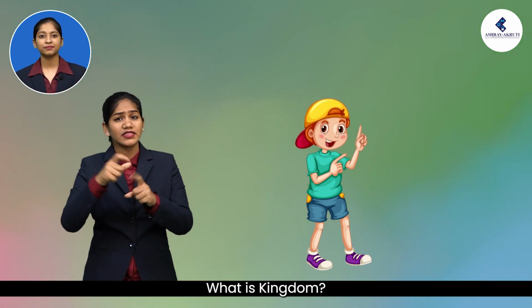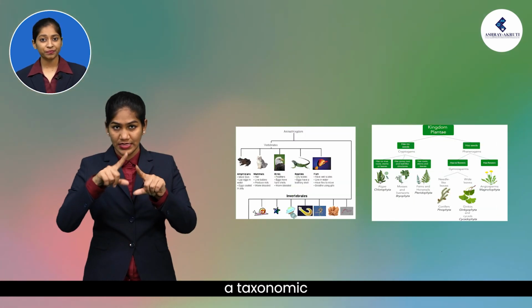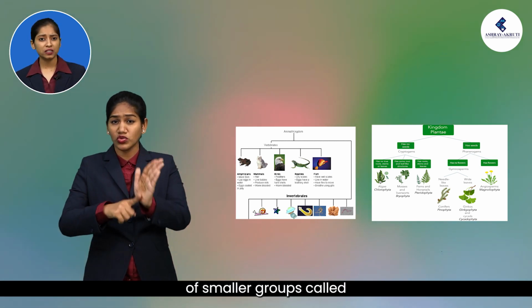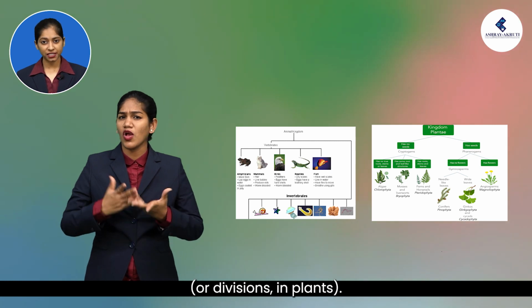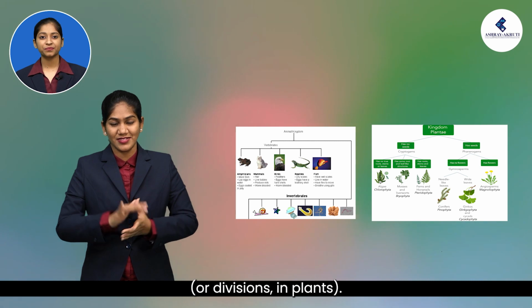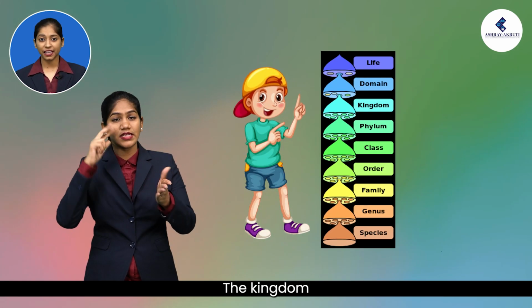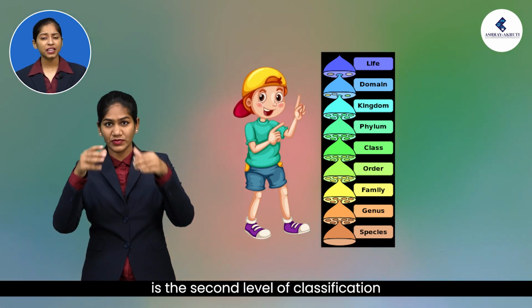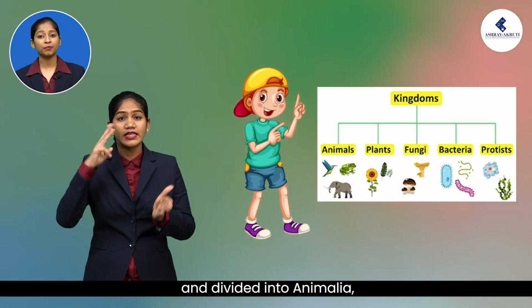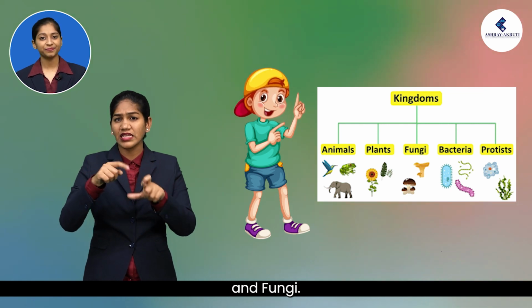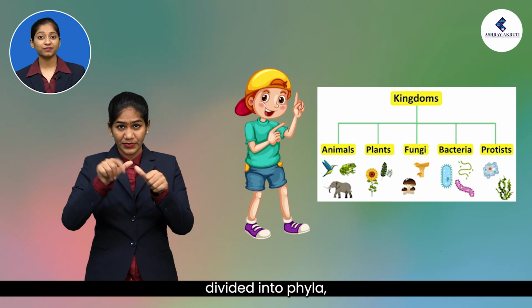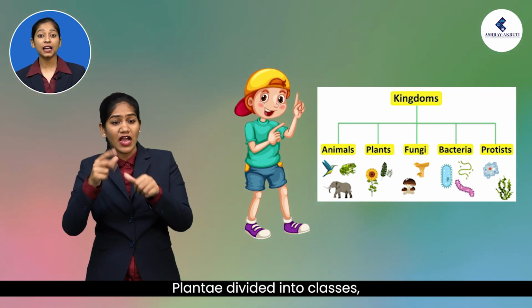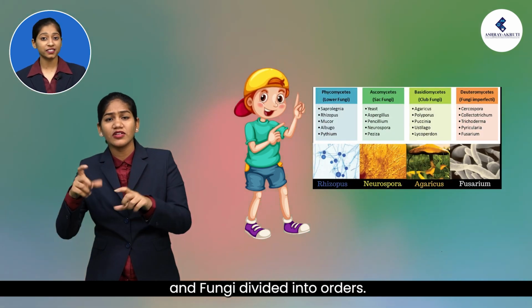What is kingdom? A taxonomic rank that is composed of smaller groups called phyla, or divisions in plants. The kingdom is the second level of classification and divided into Animalia, Plantae and Fungi. Animalia divided into phyla, Plantae divided into classes and Fungi divided into orders.